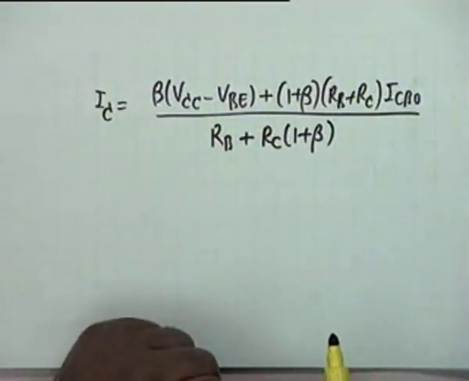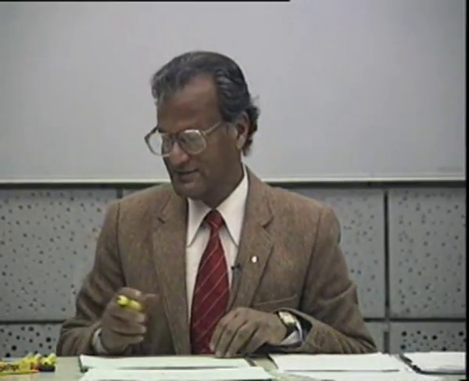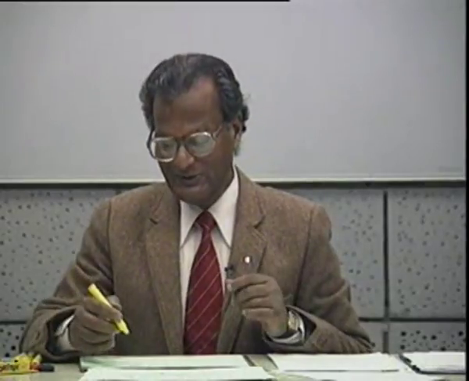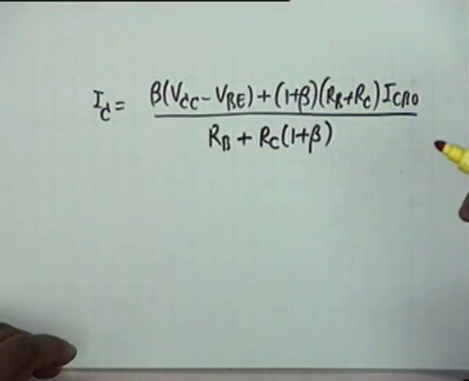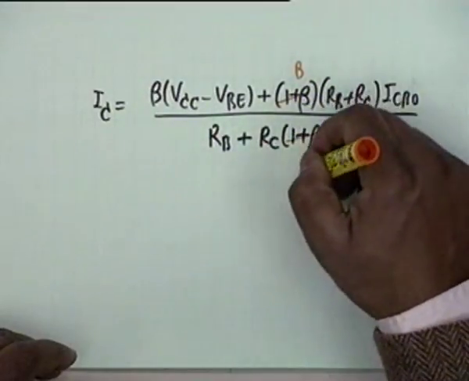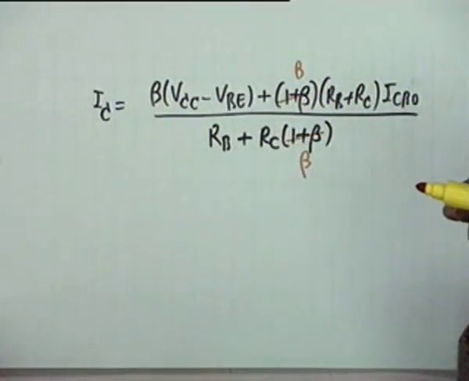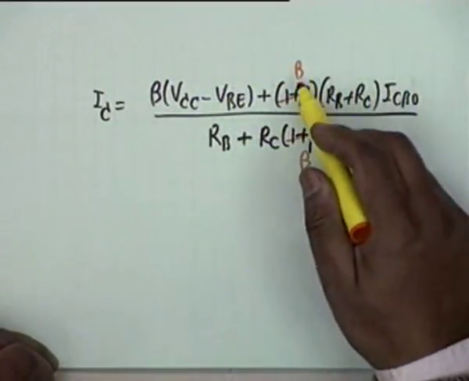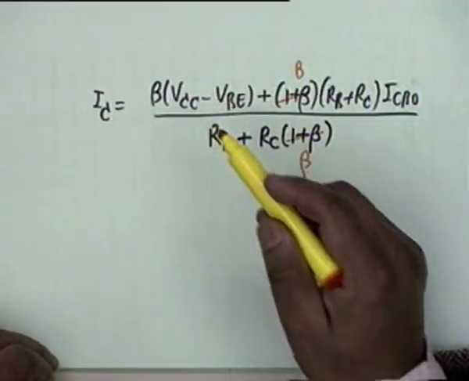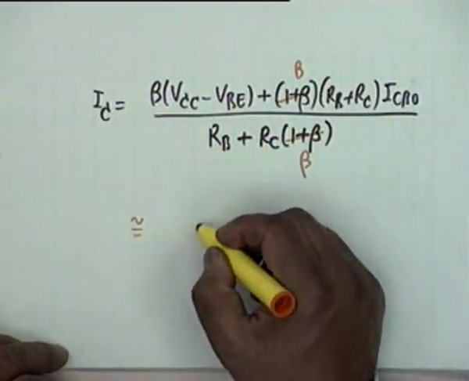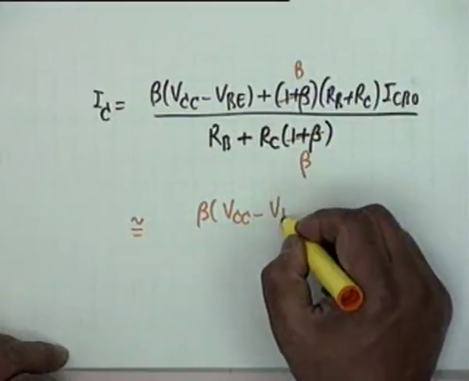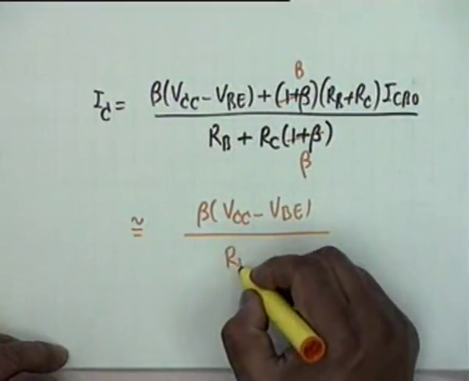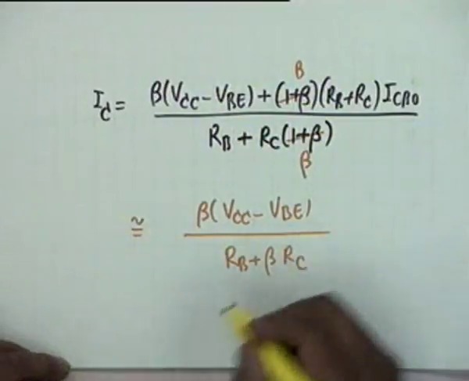The rest of the exercise is very similar to what we did for the other case. That is, since we are concerned only with variations of beta, the first thing we will do is replace beta plus 1 by beta. This will be replaced by beta, this will be replaced by beta. And next we will play a trick, we will ignore this term as compared to these two. So my I sub C would be beta times VCC minus VBE divided by RB plus beta RC.